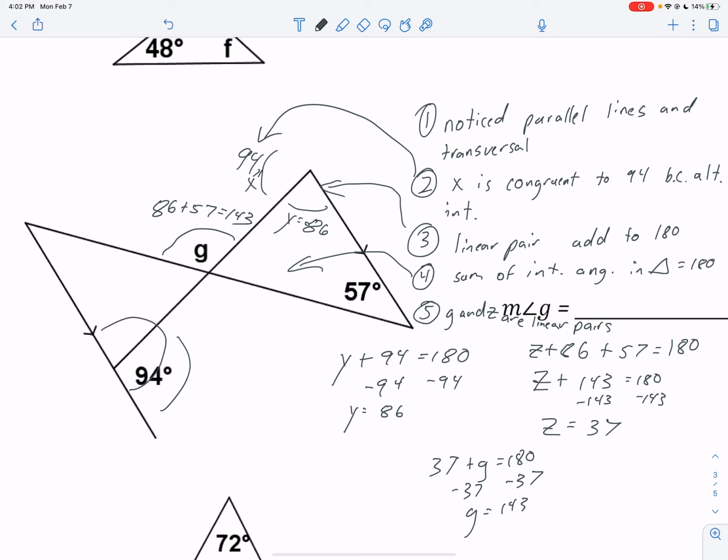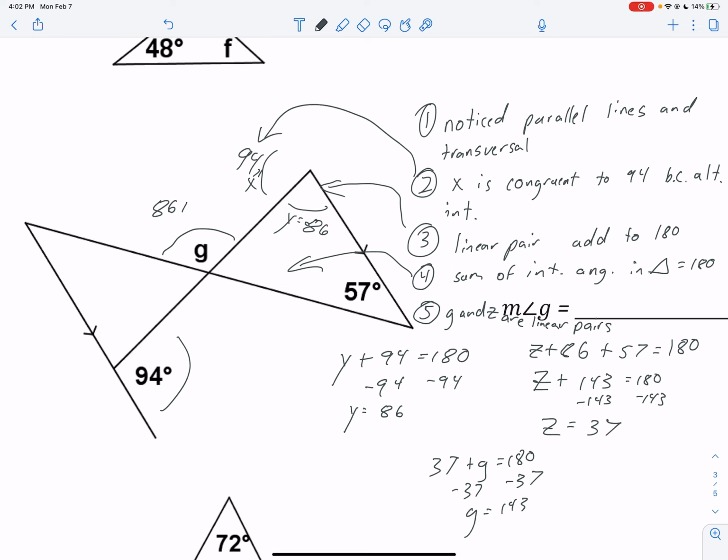We could have done a linear pair right here to figure out what this was, and then we could have done the same thing for that angle. There's so many things that we could have done. But if you want to go through it a different way, go ahead. There's just lots of ways to do it. I'll put a little or right in here.